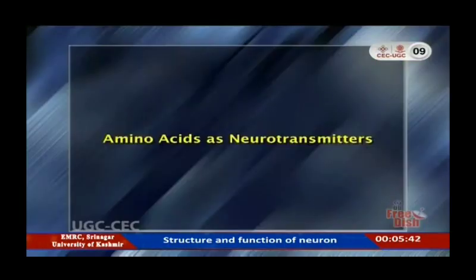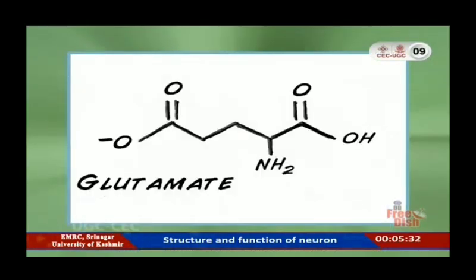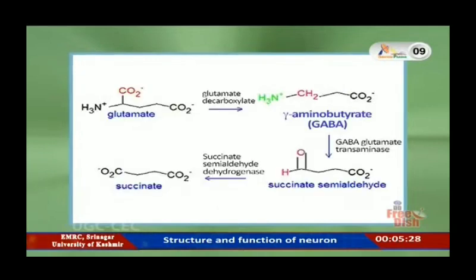Now we have amino acids as neurotransmitters. Glutamate and gamma-aminobutyric acid, that is GABA, are amino acid-based neurotransmitters. The most prevalent transmitter in the human brain is glutamate, which promotes excitatory effects by increasing the probability that the target cell will fire an action potential. The next most prevalent is GABA, which is inhibitory at more than 90% of the synapses that do not use glutamate.